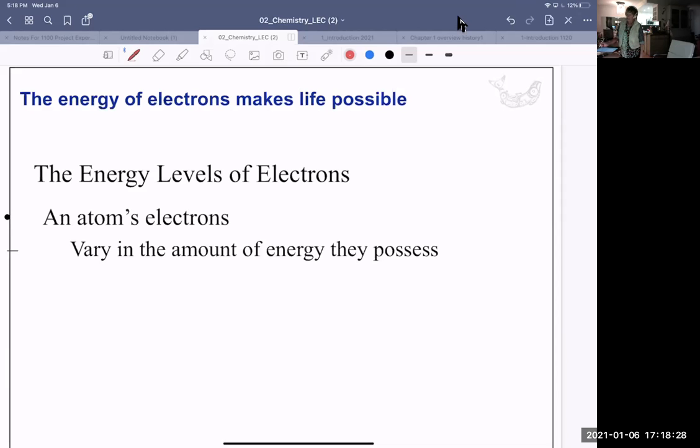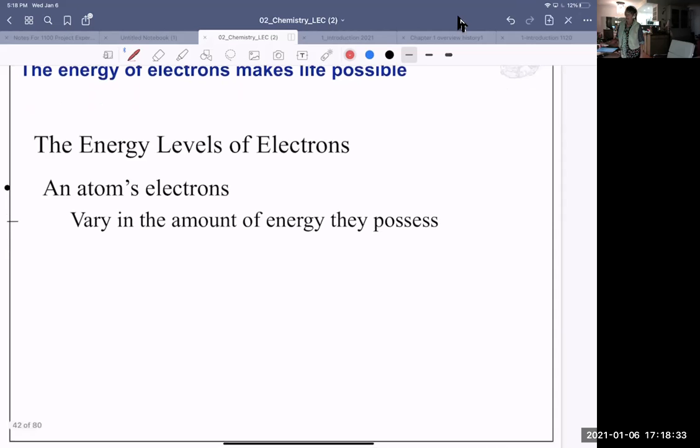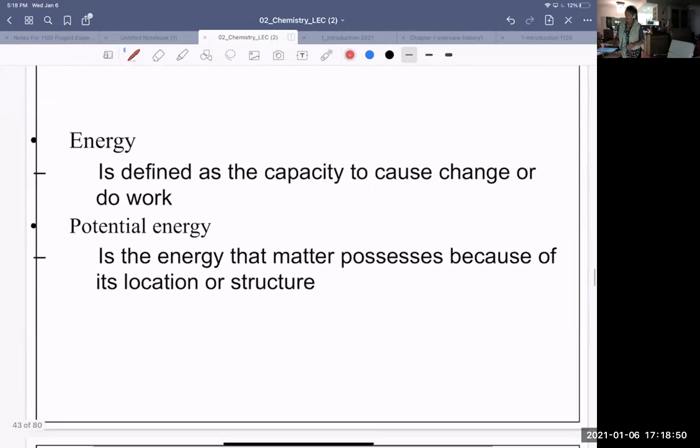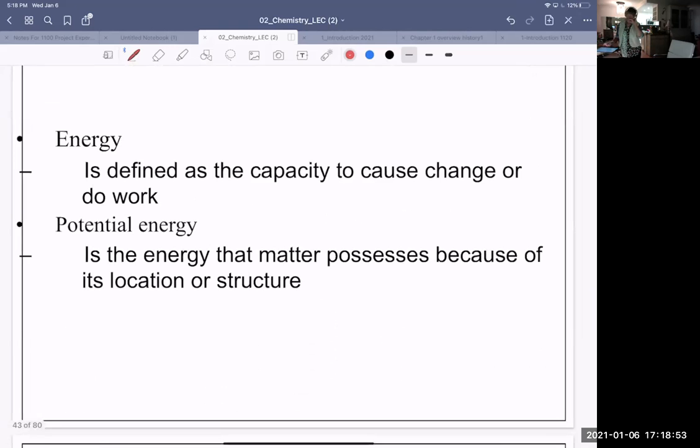So I'm going to talk about the energy of electrons making life possible. An atom's electrons vary in the amount of energy they possess. How can they possibly have different energies? Well, energy is the capacity to change or to do work. And potential energy is the energy that matter possesses because of its location or its structure.